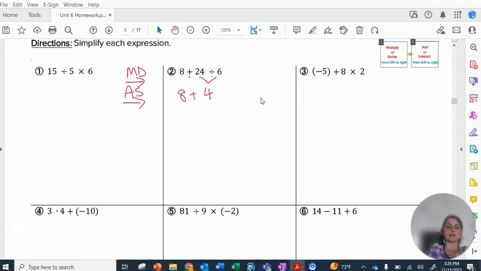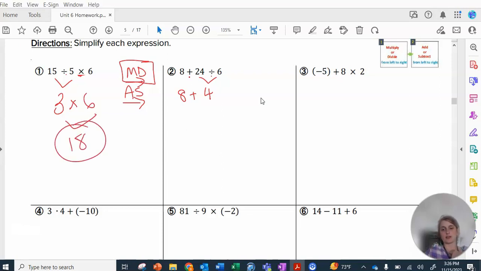When they're on the same level, like this division and this multiplication, they're both on this level, then you do whichever one you see first. Not like which one pops out at you first, but when you literally read the question out loud. 15 divided by, I said divided by before I said the word multiplied. So that's what you do first. That gives you 3 times 6, that is 18, and you circle your final answer.